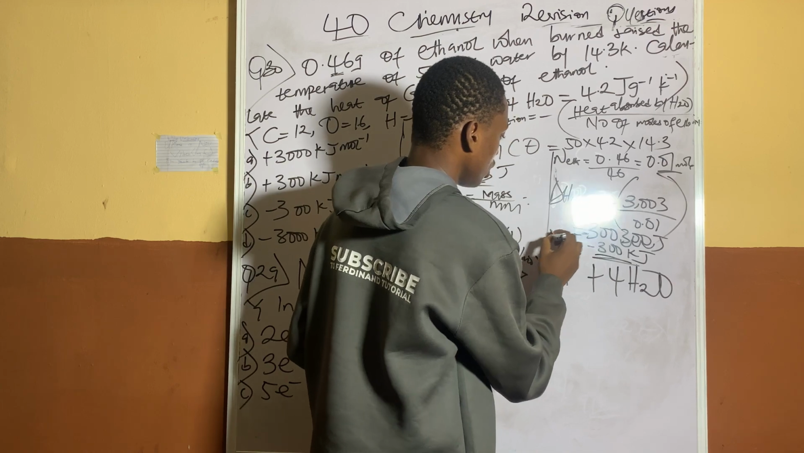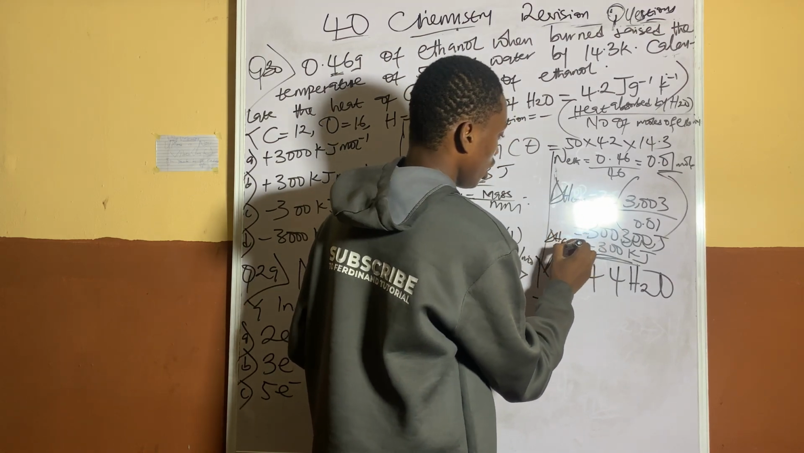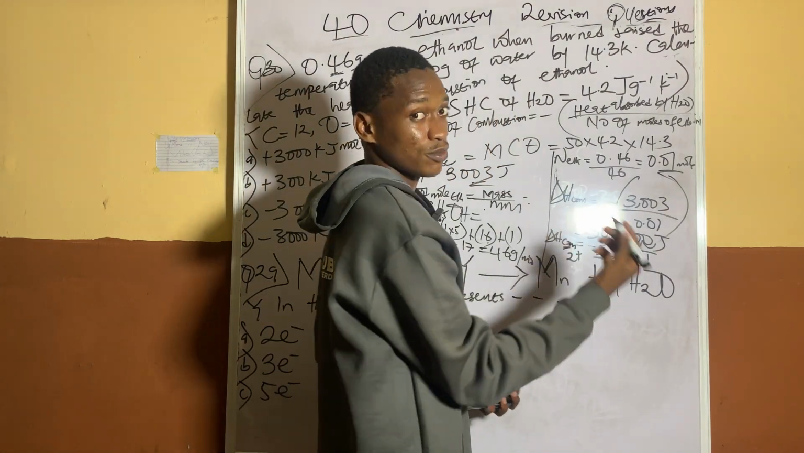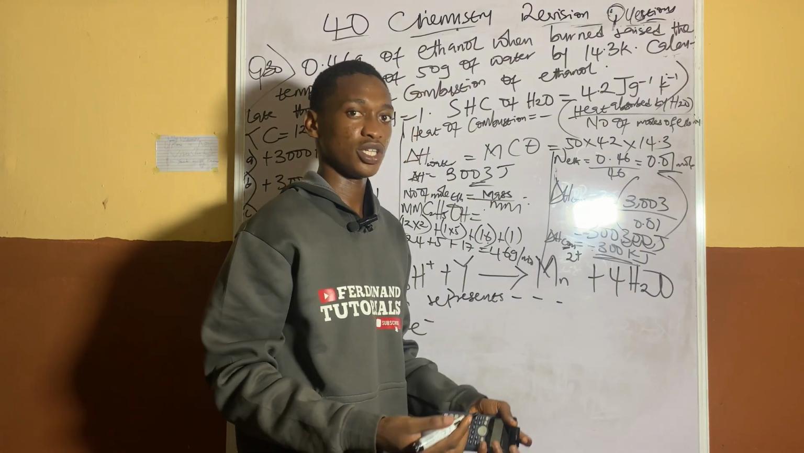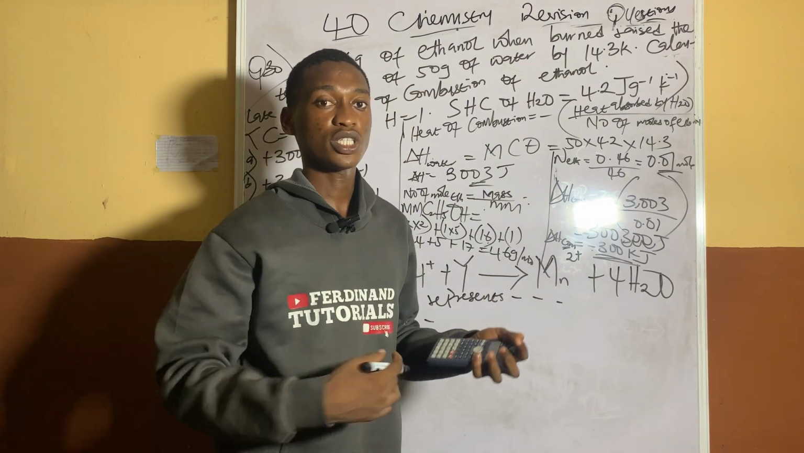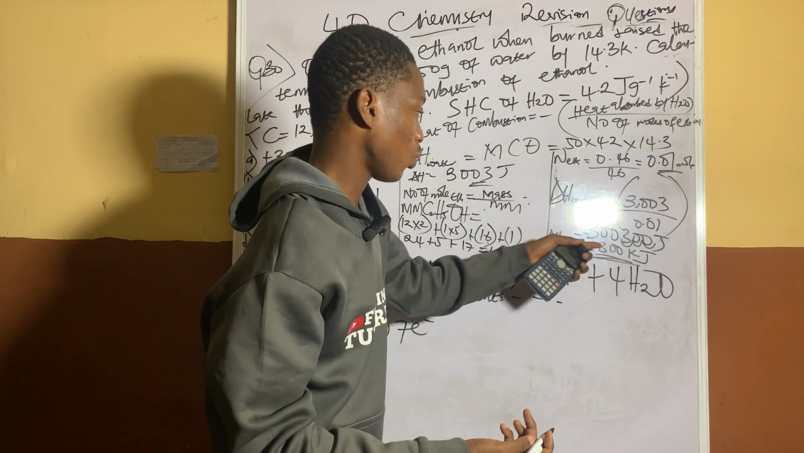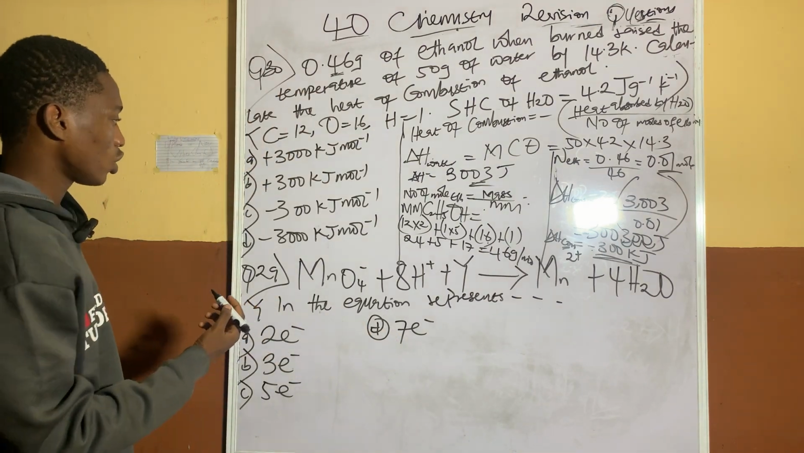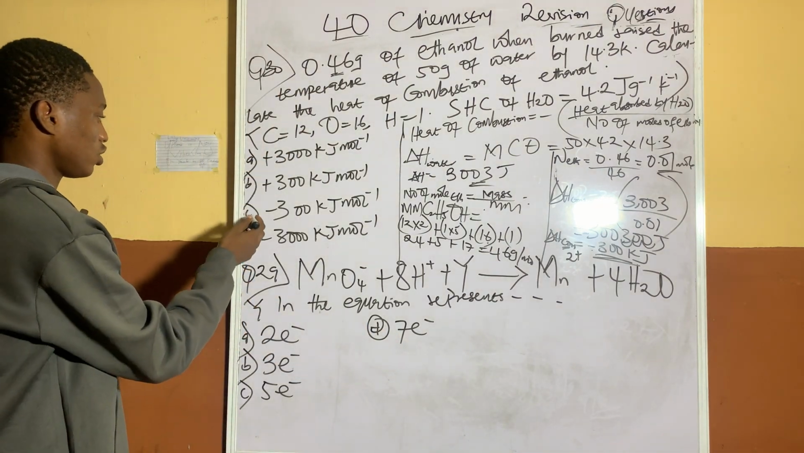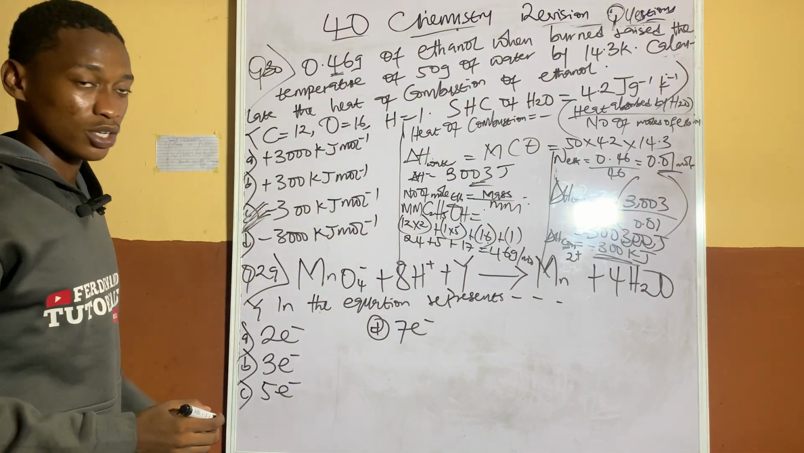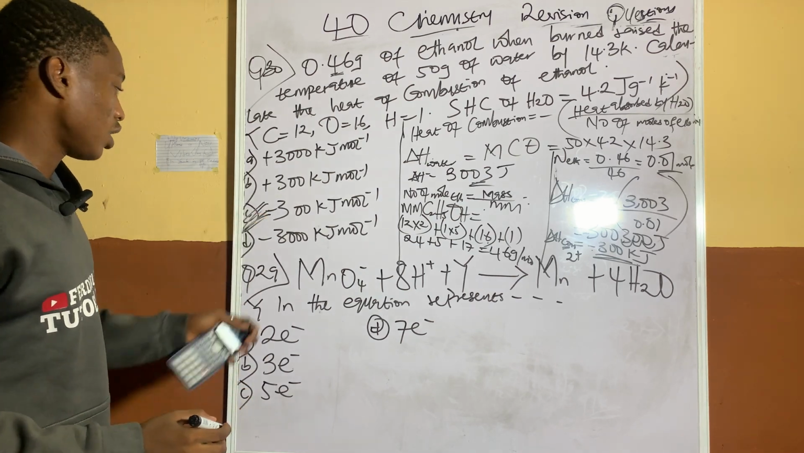Are we there now? That's my change in heat of combustion. You know why it's negative? Negative because it's an exothermic reaction. In an exothermic reaction, heat is usually given off. So this is minus 300 kilojoules. Where do we have minus 300? Number C. So my answer is C. Now let's look at 29.